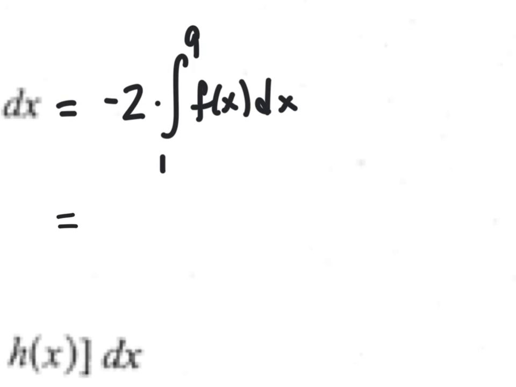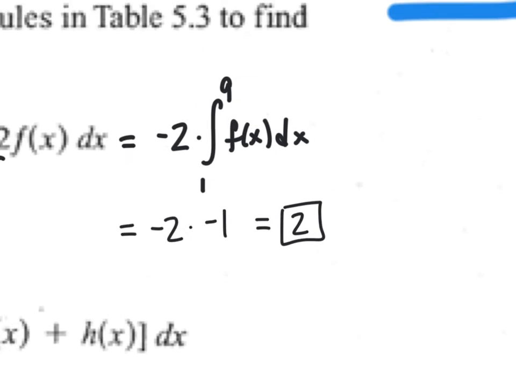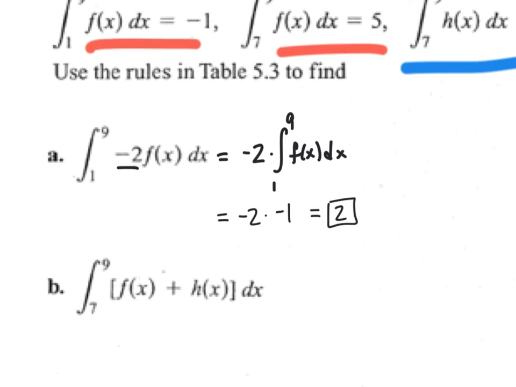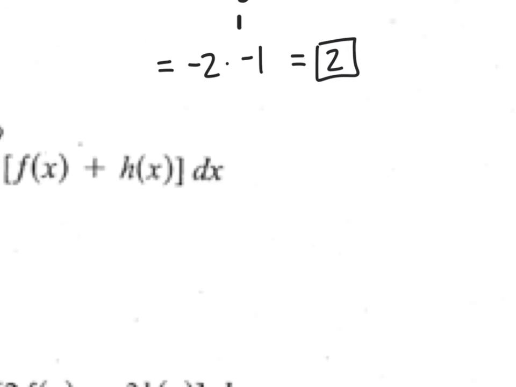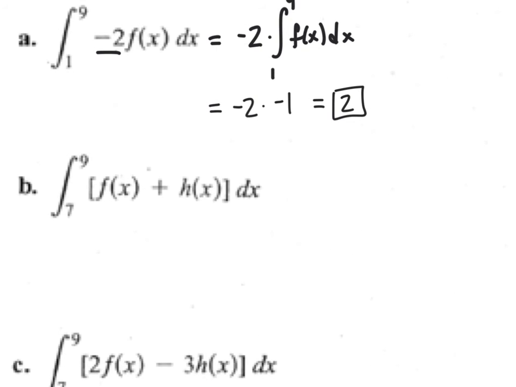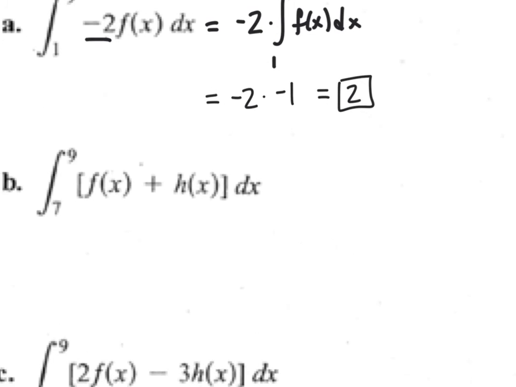So I'm going to write it like this. I'm going to say negative 2 times negative 1. And so if we evaluate that integral, that gives us a value of 2. Okay? So we can manipulate these areas. All right? Okay, part B is the integral from 7 to 9 of f of x plus h of x.